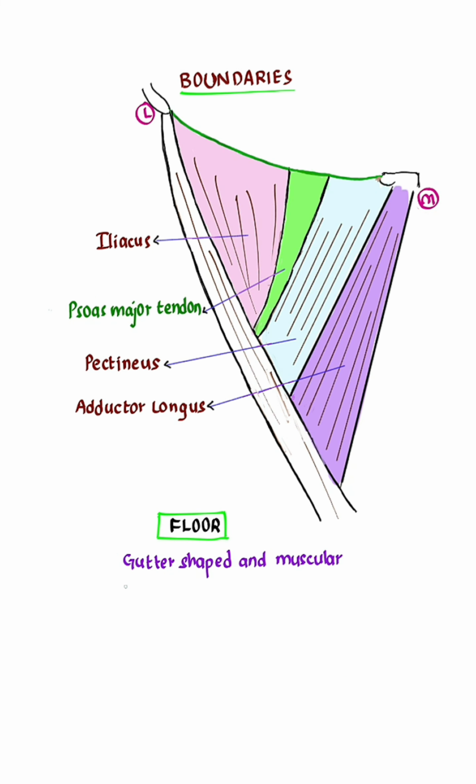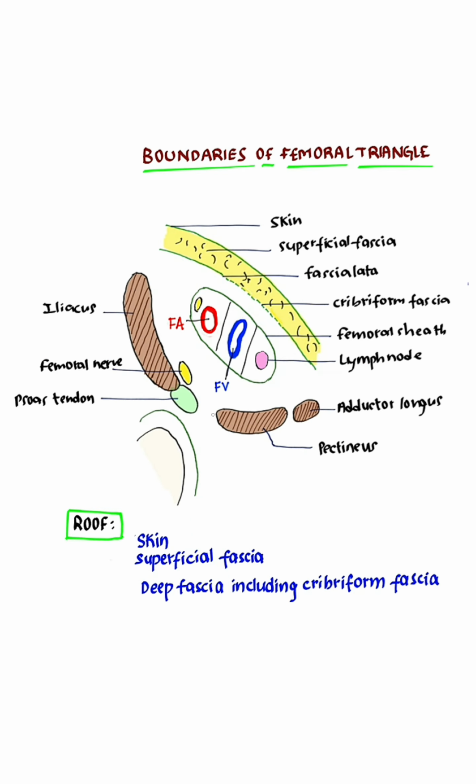Floor, it is gutter shaped and muscular. From lateral to medial side, it is formed by the following muscles: iliacus, psoas major tendon, pectineus, and adductor longus. Roof is formed by skin, superficial fascia, deep fascia including cribriform fascia.